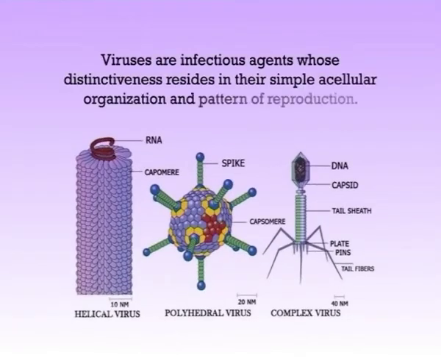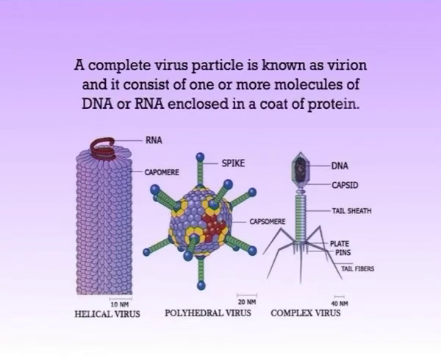Now coming to viruses. Viruses are infectious agents whose distinctiveness resides in their simple acellular organization and pattern of reproduction. A complete virus particle is known as a virion, and it consists of one or more molecules of DNA or RNA, which is enclosed in a coat of protein.